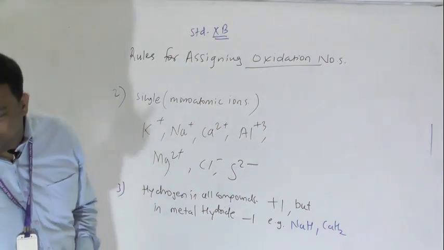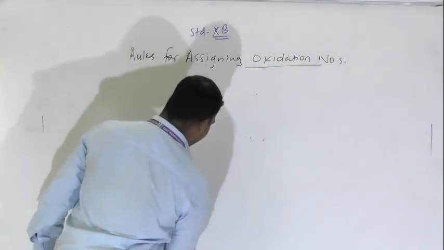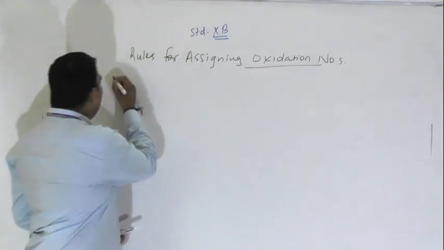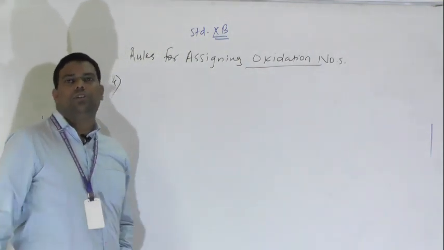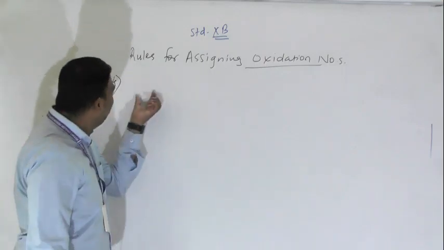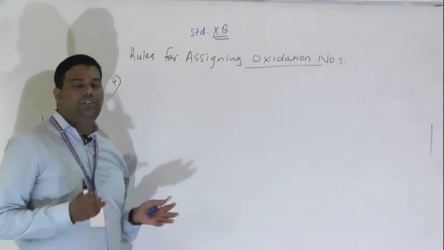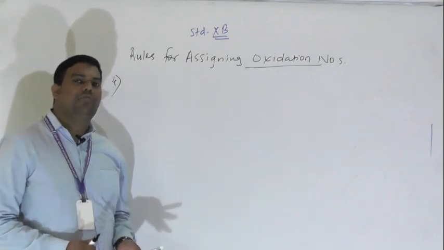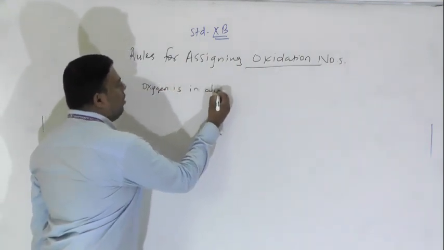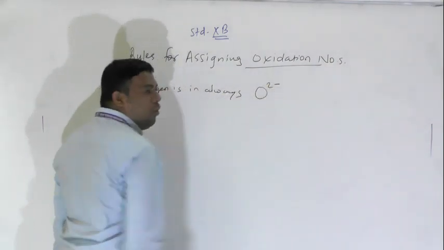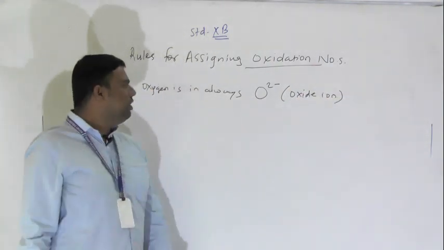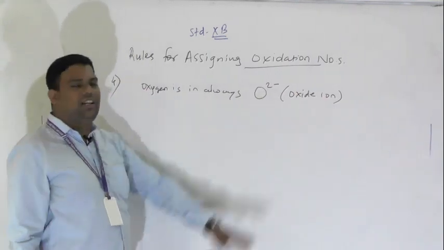Now the fourth rule, regarding oxygen. In simple cases, oxygen's charge is always -2, that is O2-, which we call the oxide ion.